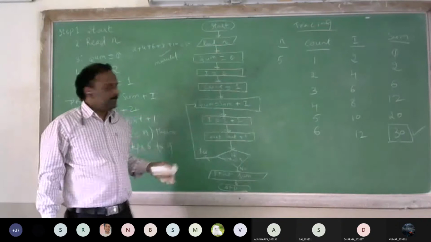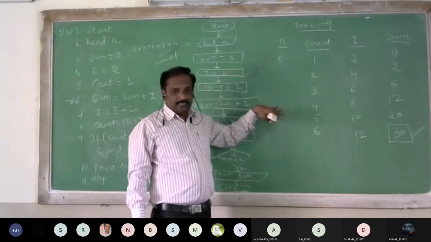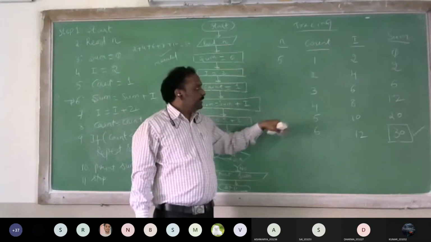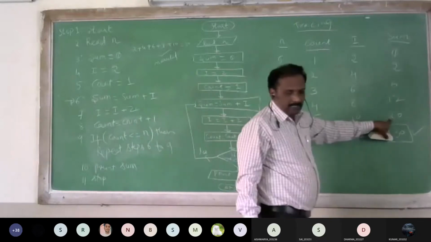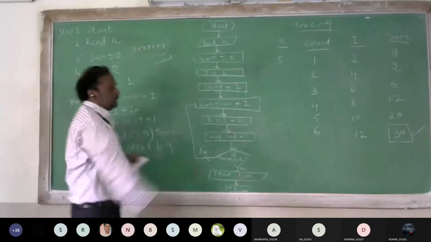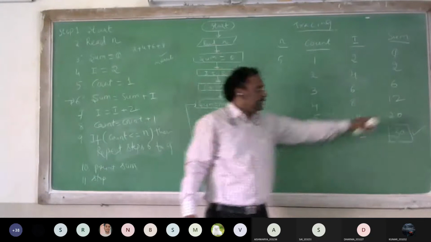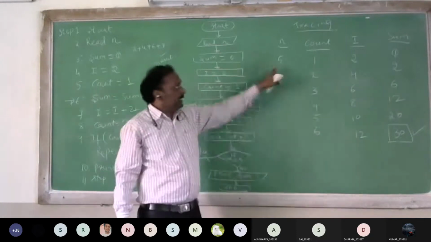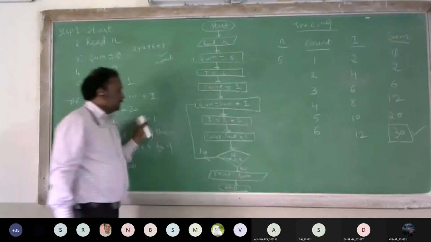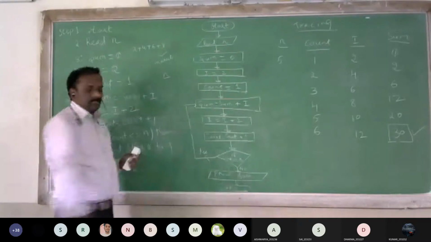If you want to check for another number, you can take n as 6 or n as 10 or n as 100 or n as 3. If you want to test one more number, you can test. But I don't want to take one more number. If I take 4, the sum will be 20: 2 plus 4 is 6, 6 plus 6, 12, 12 plus 8 is 20. If I take 3, the sum will be 12. If you want to take another number, 8 or 10, you can trace it out. So, this is the algorithm and flowchart to add n even numbers.